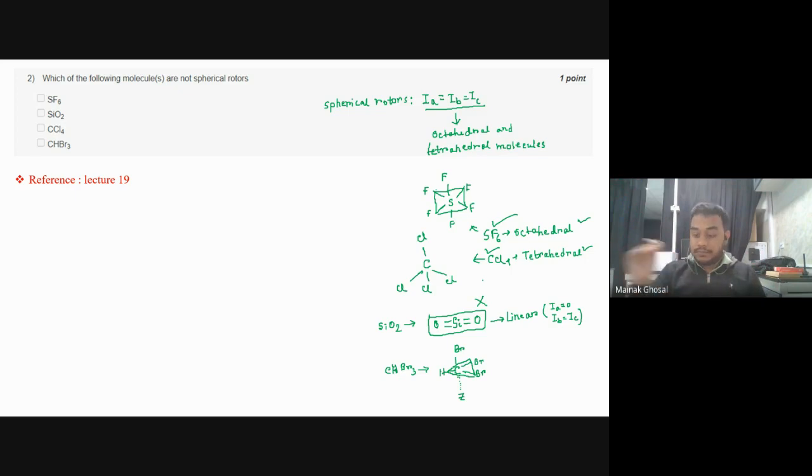But when you have 4 bonds, 4 bond pairs, and no lone pair. You know this VSEPR theory, valence shell electron pair repulsion theory? You've learned this, right? Yes. So just a recap, you can see here there should be 4 bond pairs, no lone pair.